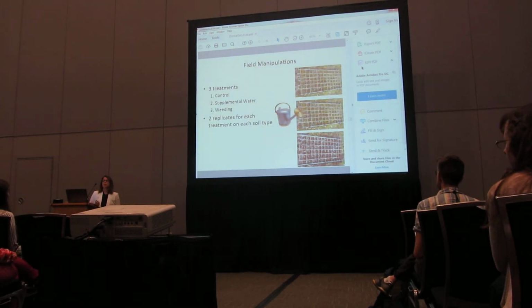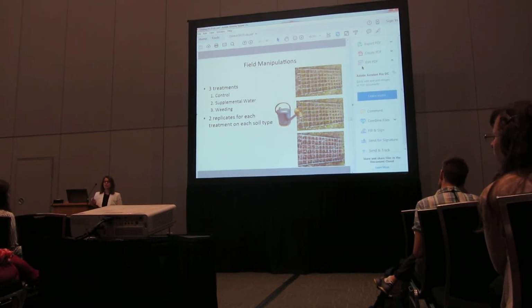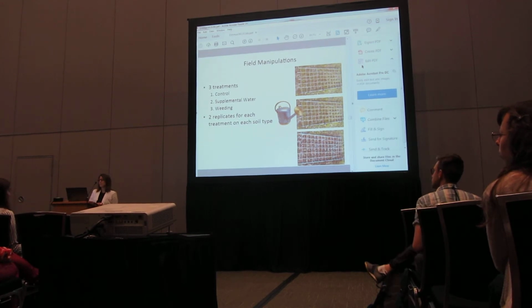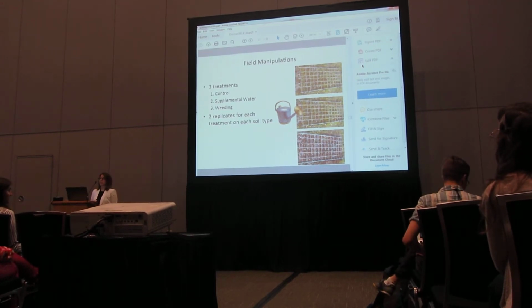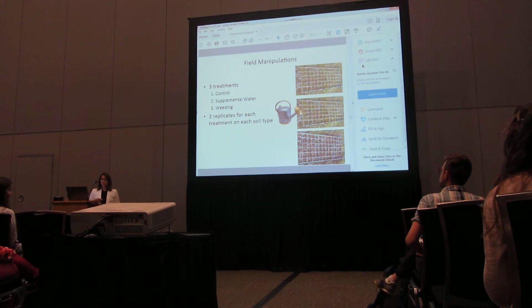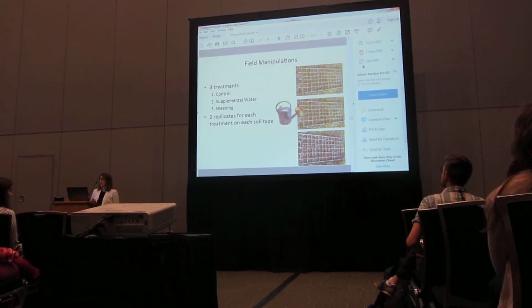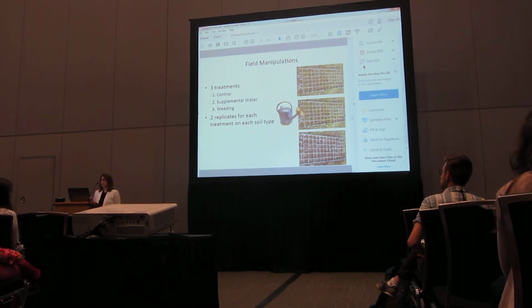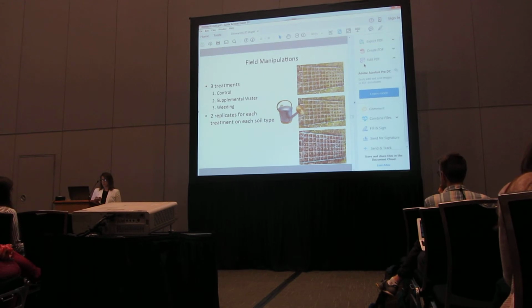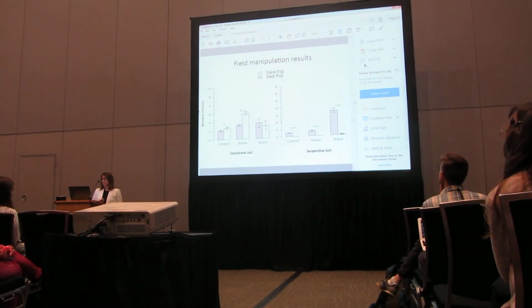I also wanted to see whether these patterns would show up in the field. So I did some manipulations in the field where I had plots on each soil type with a control treatment that was unmanipulated, a supplemental watering treatment, and a weeding treatment. I did 2 replicates for each treatment on each soil type. And here are the results for that.